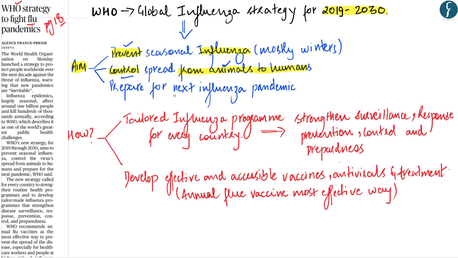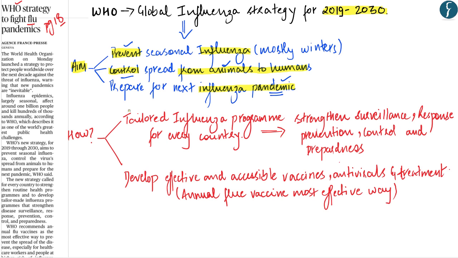The third aim is to prepare for the next influenza pandemic. The word pandemic means the worldwide spread of a disease. As per the WHO, the threat of a pandemic influenza is ever present. So, as per the WHO, an influenza pandemic is inevitable. Hence, for influenza, it is generally said that the question is not whether we'll have another influenza pandemic or not, but the question is when.